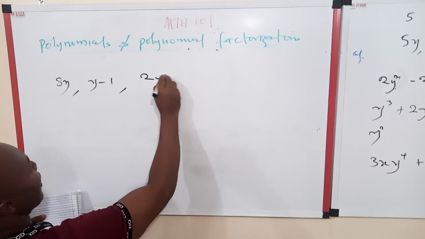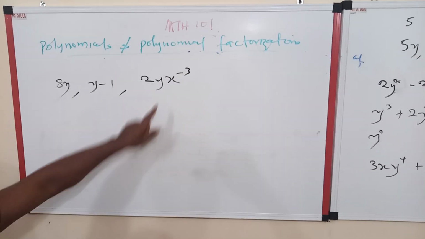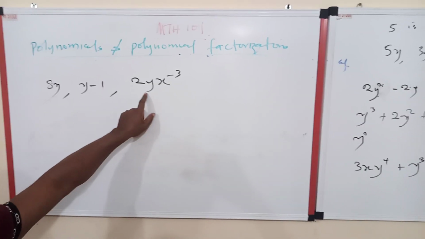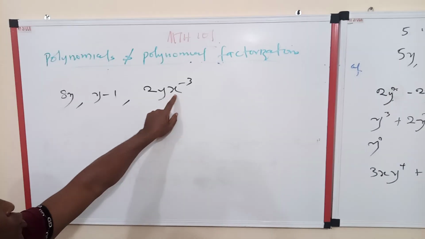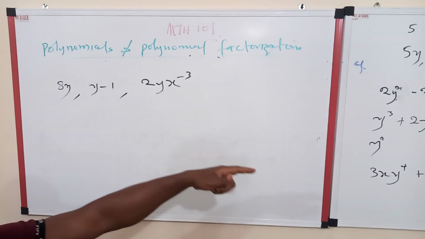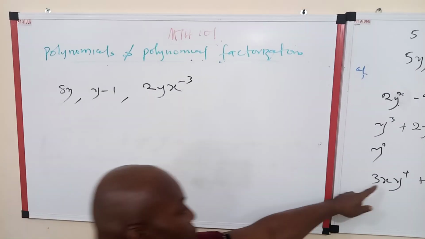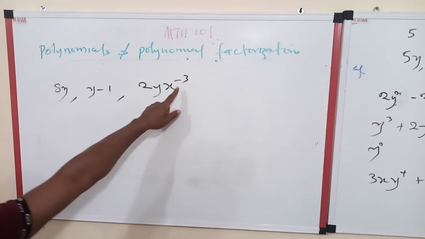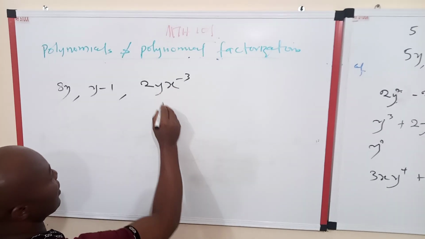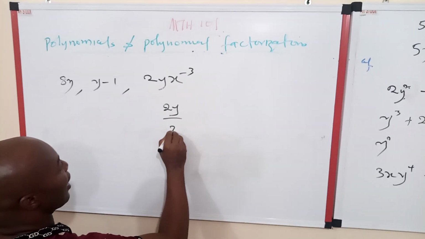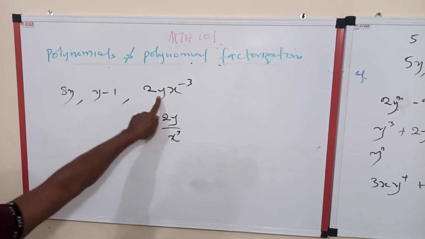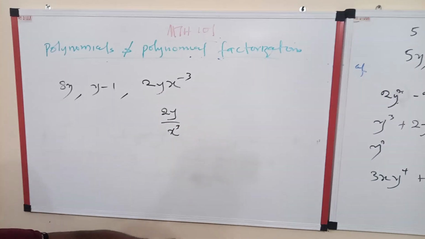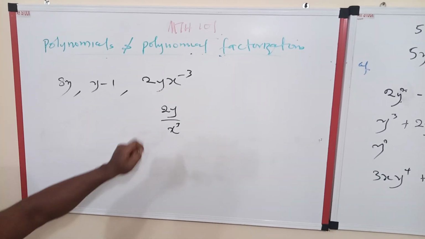Let's say 2y x raised to negative 3. Now, is this a polynomial? This one here is not a polynomial. Some people might say, yes, it has the variables, and we said expressions with 2 variables are also polynomials, like this one. But this is not a polynomial because of this negative power. This expression can also be written as 2y over x raised to the power 3. These are the same. And we have said from the definition that a polynomial is not divided by a variable.